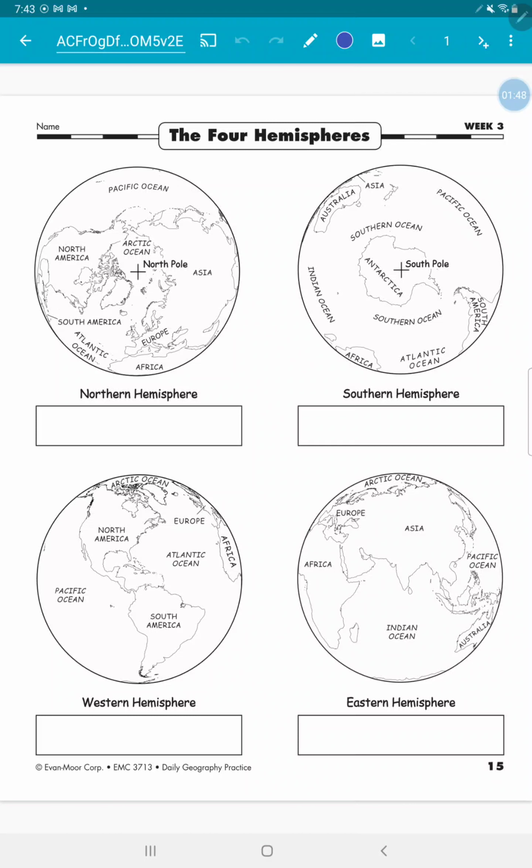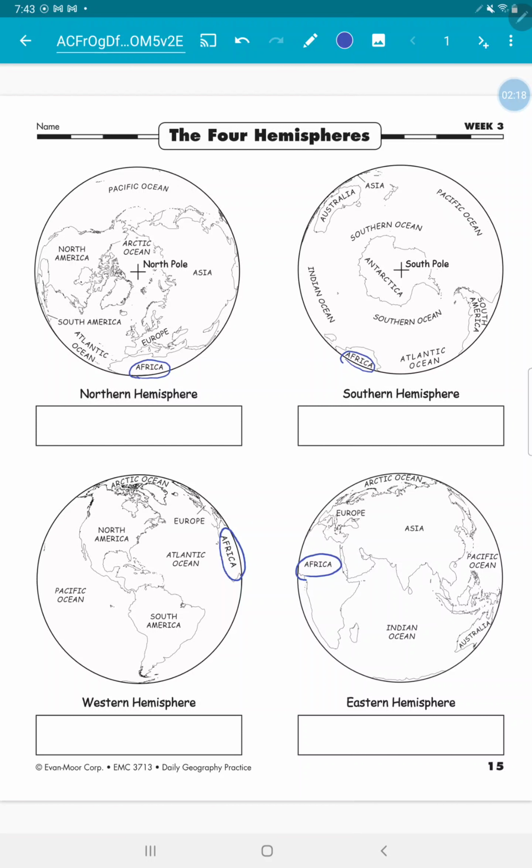Those are Africa. We can see Africa down here in the eastern hemisphere. You can also see that Africa is right here in the southern hemisphere. It also has a part in the northern hemisphere and the western hemisphere. So the continent of Africa is located in all 4 of the hemispheres.